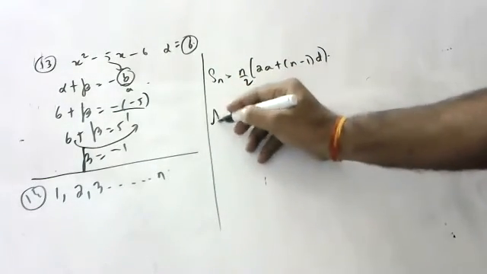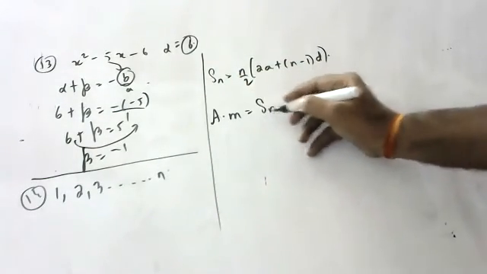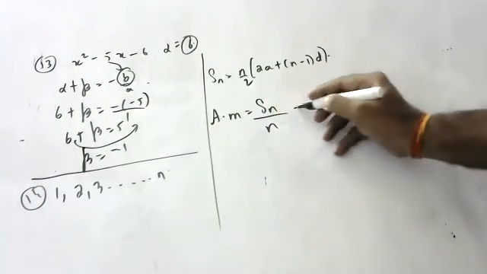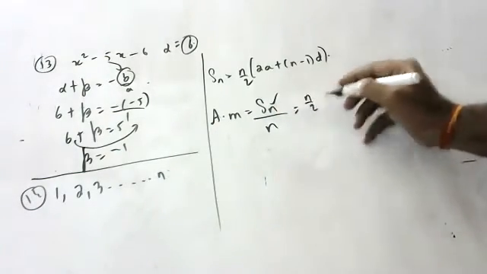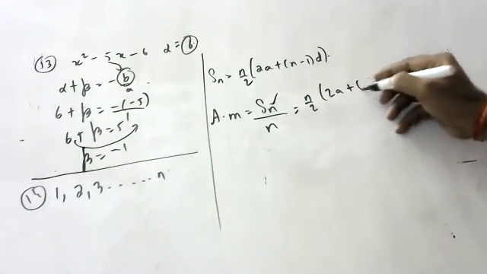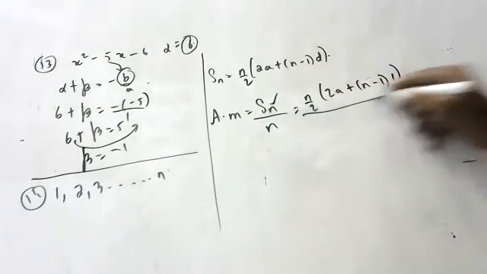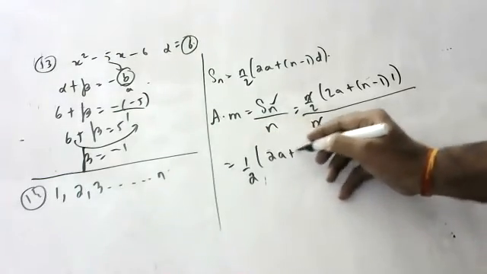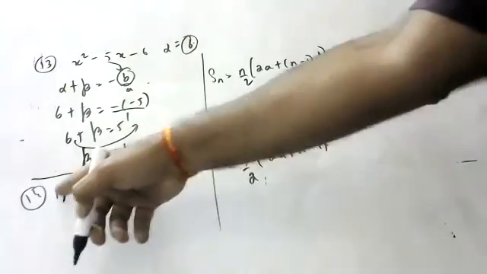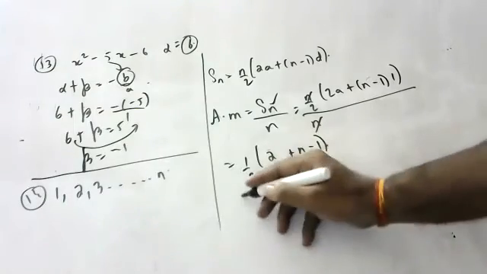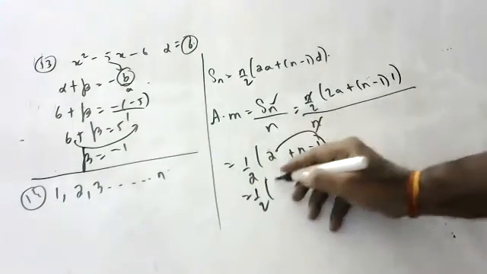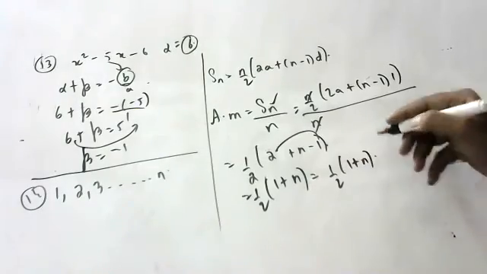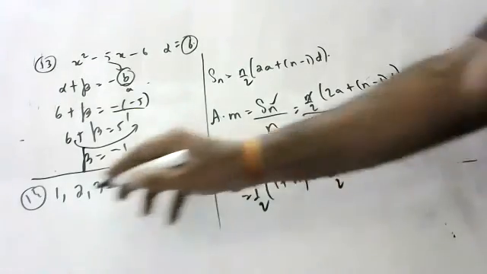So arithmetic mean means Sn by the count of numbers. How many numbers are there? n. Sn is what, children? n by 2 into 2a plus n minus 1 into 1, divided by n. n and n cancel. So 1 by 2 into 2a plus n minus 1. So a is 1 here. So 1 by 2 into 2 minus 1 is 1, plus n. So half of 1 plus n is the arithmetic mean of the first n terms.